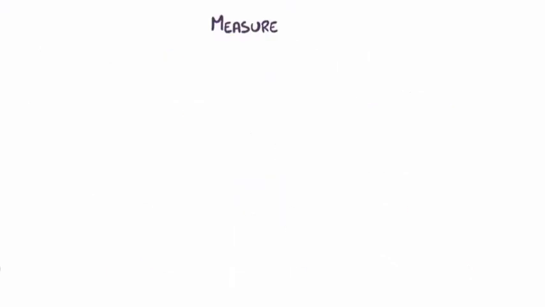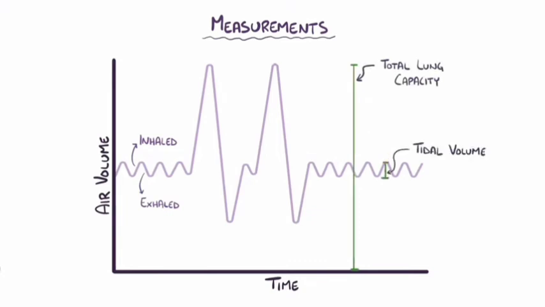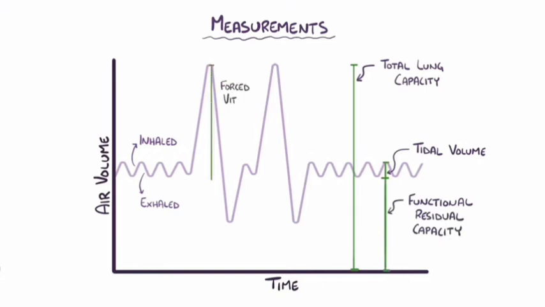There are a number of ways to measure the volume of air as it's inhaled and exhaled from the lungs. For example, total lung capacity is the total amount of air that the lungs can hold. Tidal volume is the volume of air inhaled during normal inhalation. And the functional residual capacity is the total amount of air left in the lungs after a normal exhalation. There's also the forced vital capacity, or FVC, which is the maximum amount of air exhaled after a full inhalation.